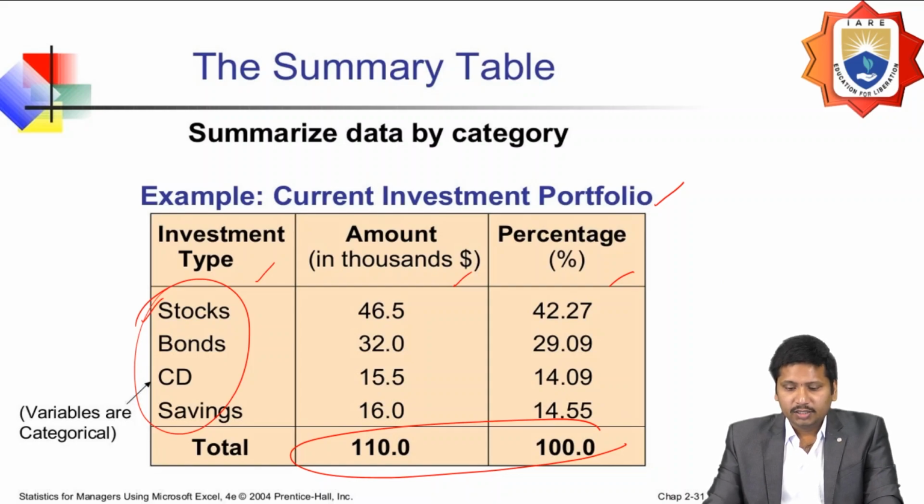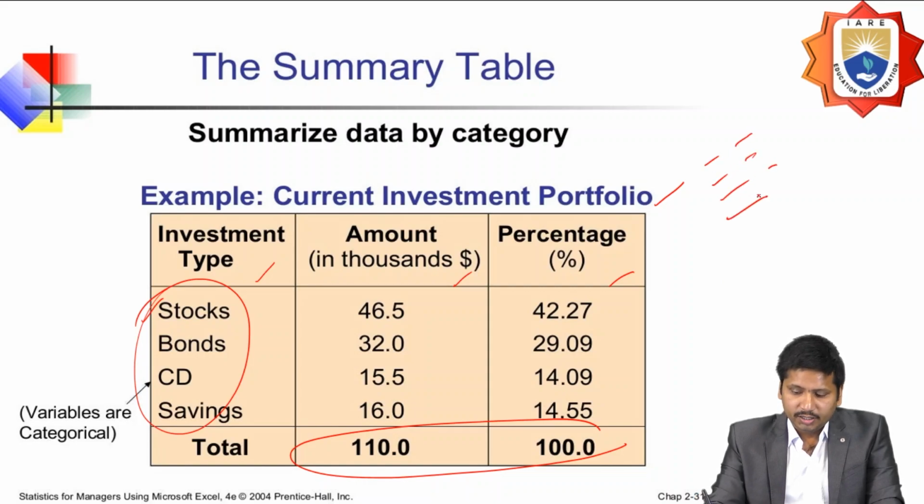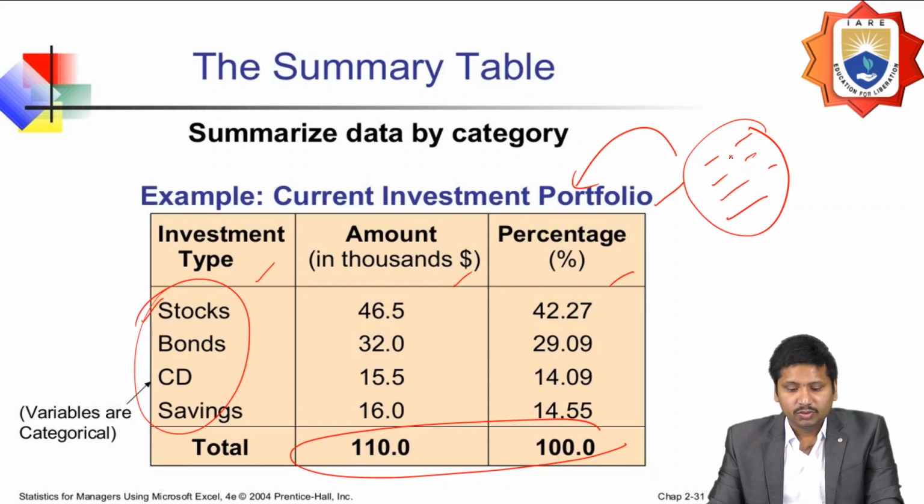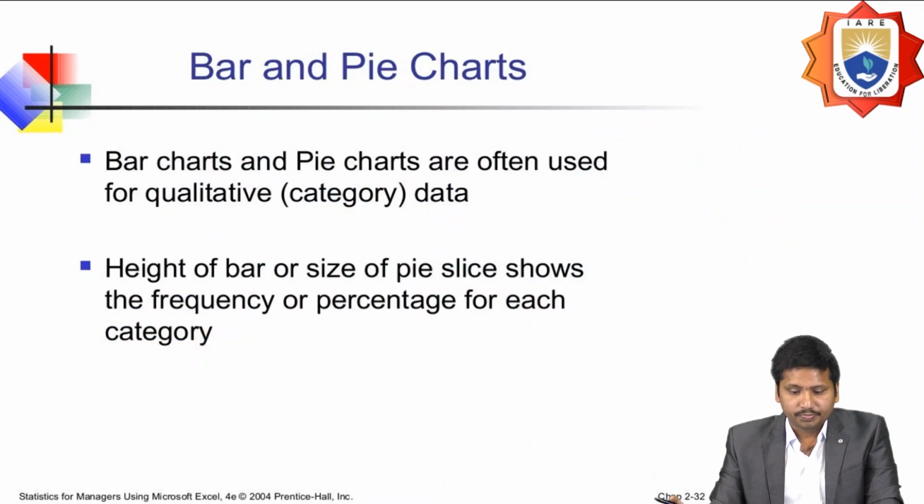For this data, I can represent it in the form of a table, which we call summarizing the data. Normally we get the data in the form of text, and that text is represented in the form of a table. That is considered the summarizing table of the data.